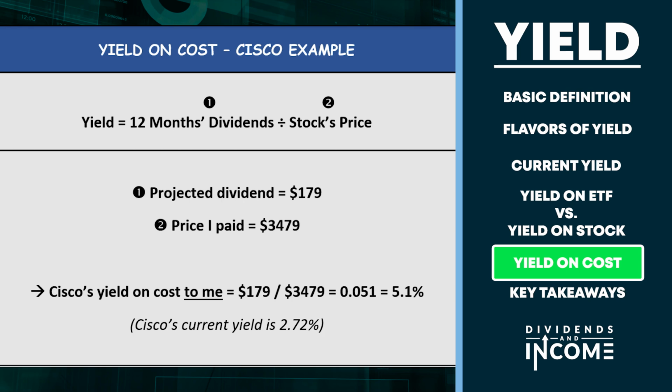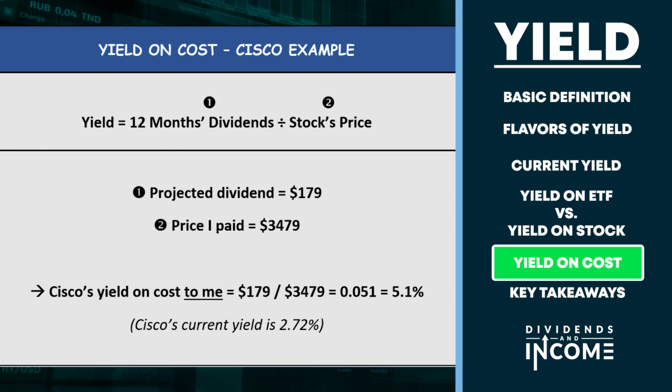On this slide, now we use that example in the format that I've been using throughout this video to show the similarity in yield no matter what flavor you're using. In this case, for my ownership of Cisco, my projected dividend is $179 for the coming year. So I've got the 12-month dividend part, and the price I paid was $3,479 for the shares that I own. So I have the stock price part. So Cisco's yield on cost to me is $179 over $3,479, which is 5.1%. Cisco's current yield is 2.72%.